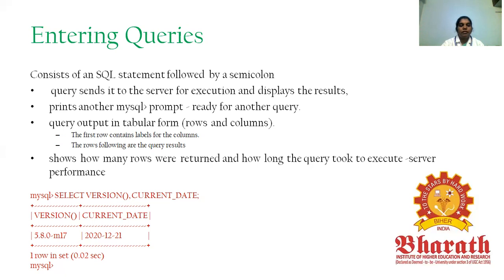In the example, see the MySQL statement: select version(), current_date(). At the last we have the semicolon. The statement gives the version and also the date. See the next line, one row in set. Totally how many rows are in the result? Only one row, so it displays one row. And at last it displays the MySQL prompt.